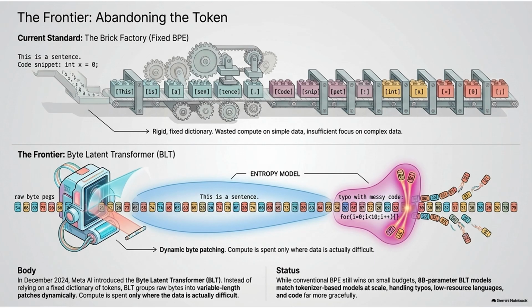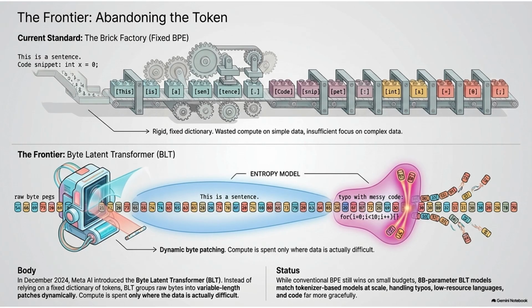Look at the bottom half. In December 2024, Meta AI introduced the byte latent transformer, BLT. Instead of a fixed dictionary, it takes raw bytes and decides on the fly where to draw the boundaries. And it decides based on surprise. There is a small entropy model watching the stream. Look at the blue region.